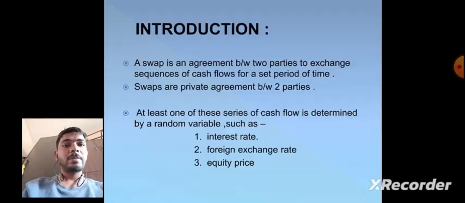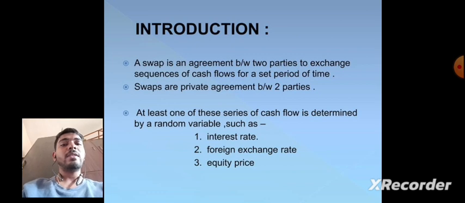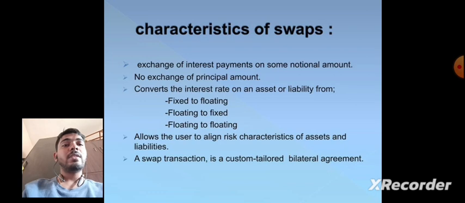Topic: Swaps. Introduction. A swap is an agreement between two parties to exchange a sequence of cash flows for a set period of time. Swaps are private agreements between two parties. At least one of these series of cash flows is determined by a random variable such as interest rate, foreign exchange rate, or equity price. Characteristics of swaps.